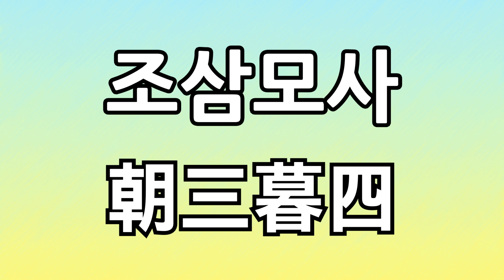조삼모사. First, let's take a look at what the individual characters mean and then go over the meaning. The first character, 조, means morning. The second character, 삼, means 3. Putting these two together, we get morning 3 or 3 in the morning. But this idiom isn't talking about 3 o'clock, it just means the number 3. It'll make more sense in a moment.